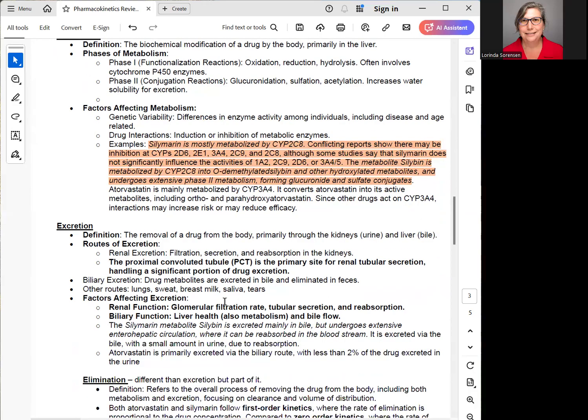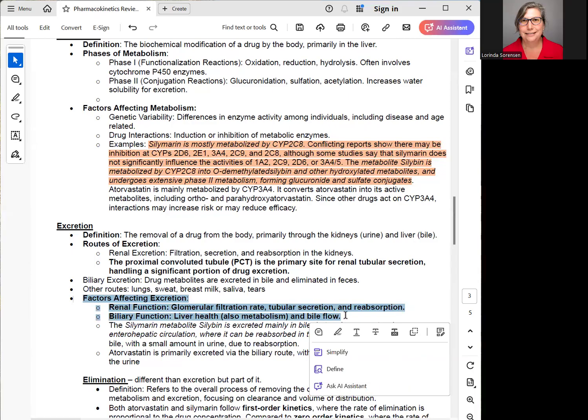Excretion is exactly what it says. I'm going to just highlight this part here. What is going on with the kidney health?